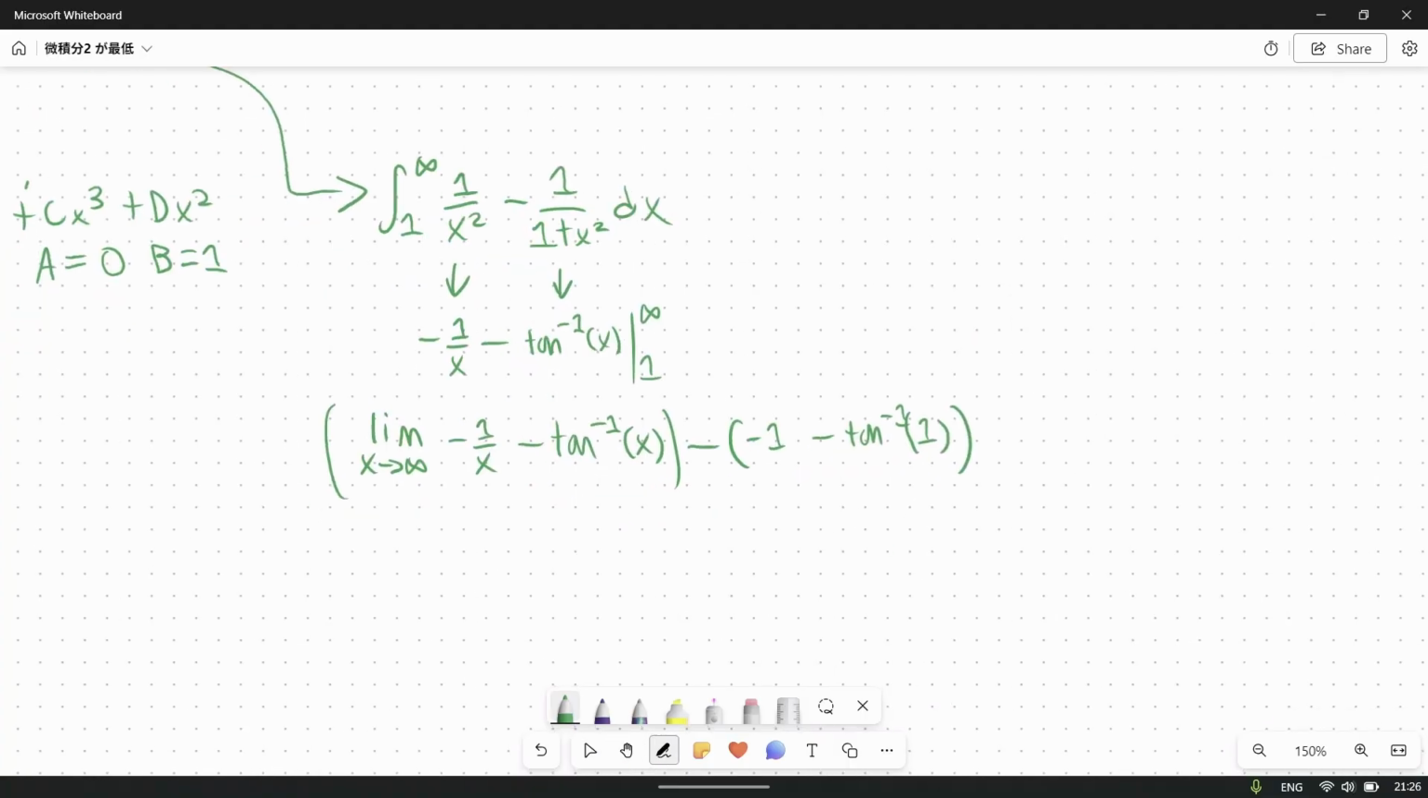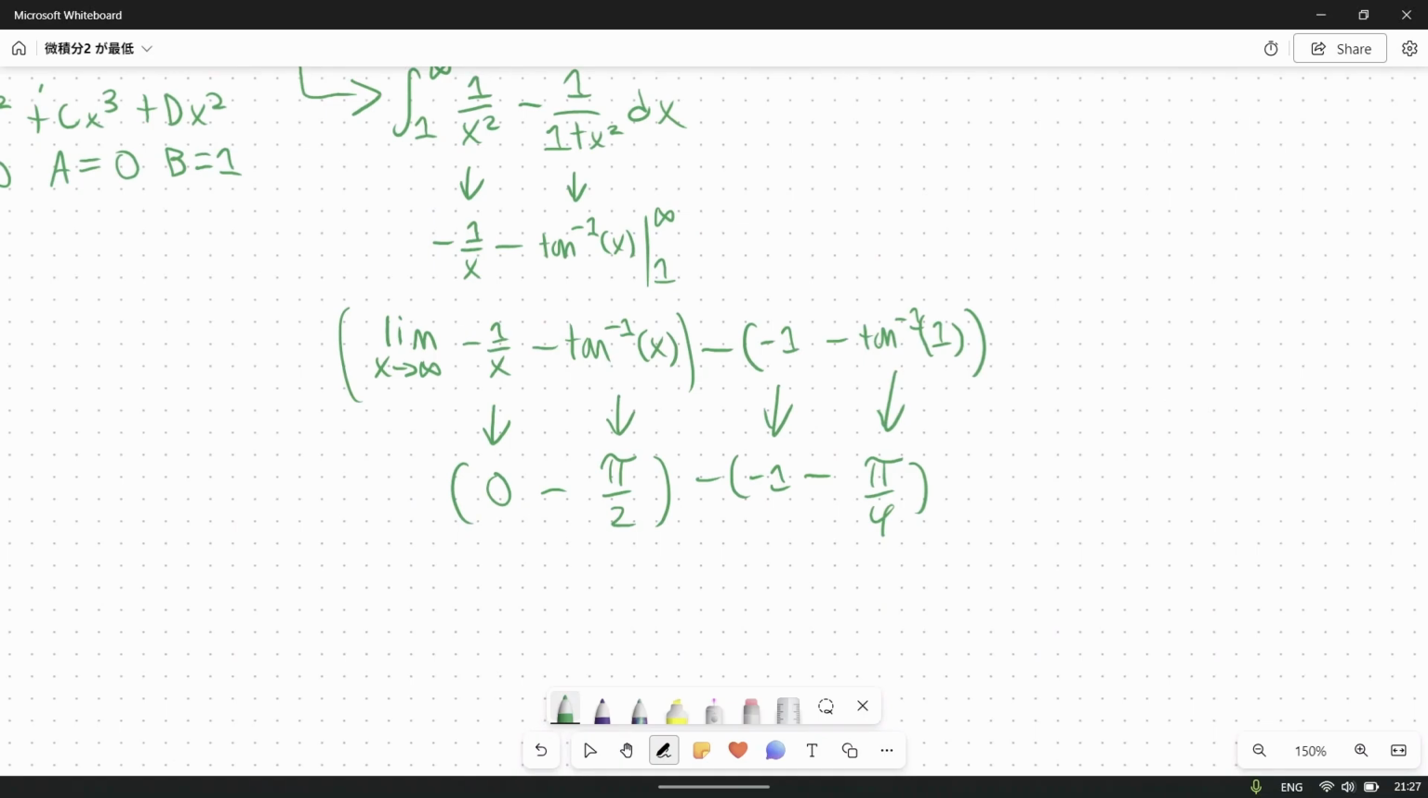And so plugging infinity into these terms, over here we have a bottom heavy fraction. So plugging infinity into that, you're just going to end up with 0. And then the tangent inverse of infinity is going to go to pi over 2. So you'd end up with 0 minus pi over 2. And then you'd end up with minus negative 1. And then the tangent inverse of 1 is going to be pi over 4. And so you'd end up with minus pi over 4.